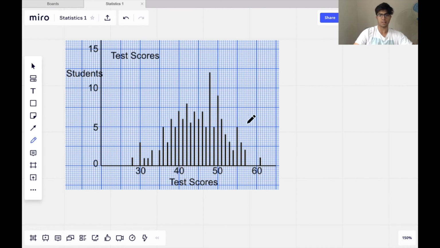If they were grouped, you might see between 30 and 35. That's a grouping, right? But this is just 30, 31, 32. It's discrete because, again, there's no such thing as a 30 and a half for a test score. And yeah, so that's ungrouped discrete. And of course it's numerical and it's data.